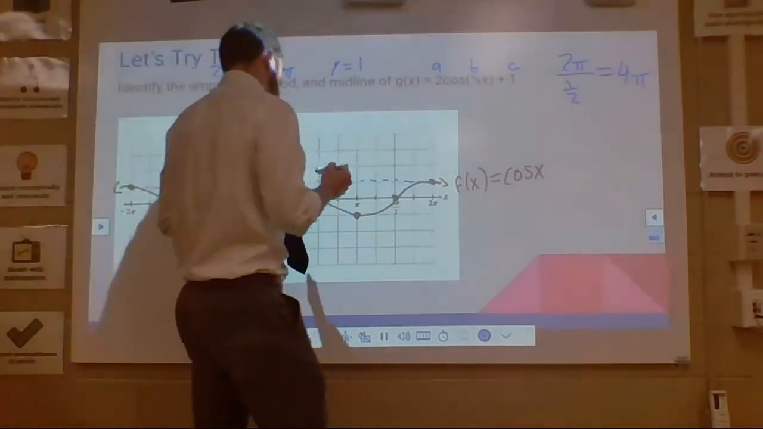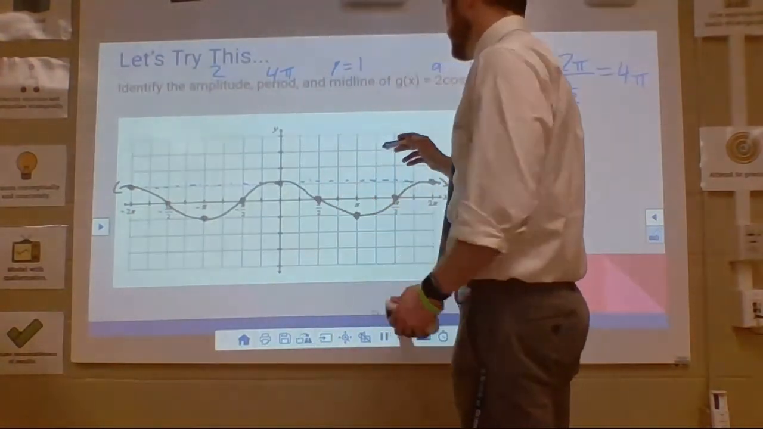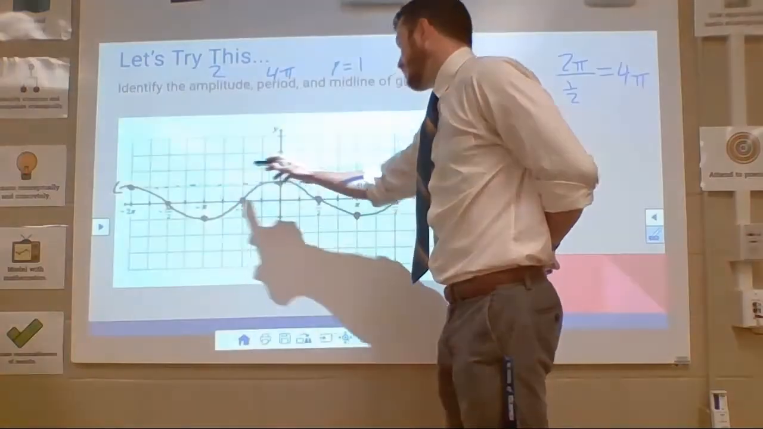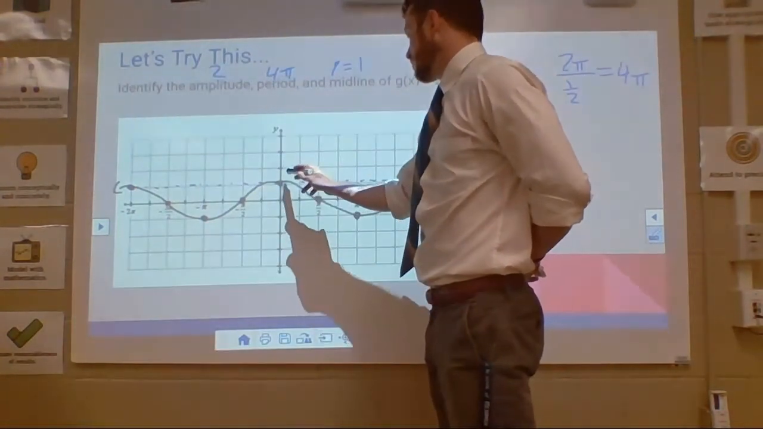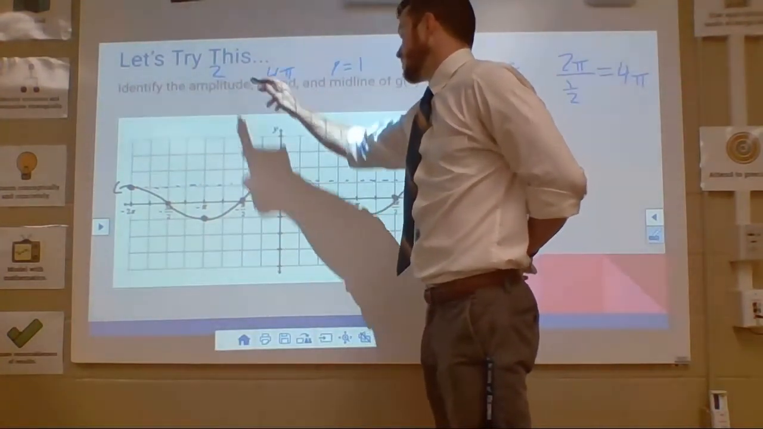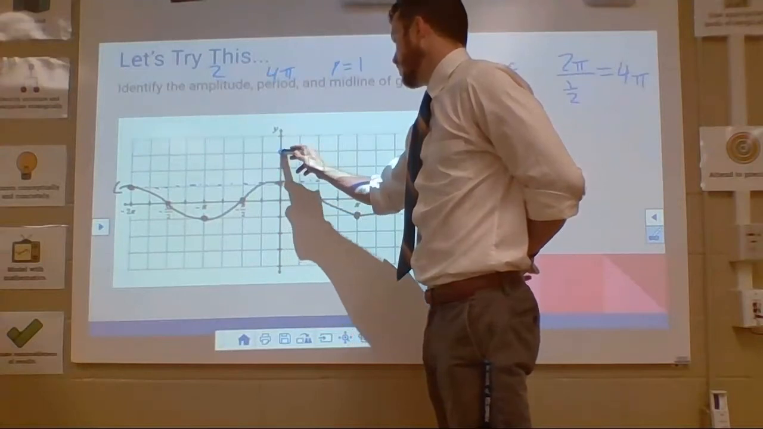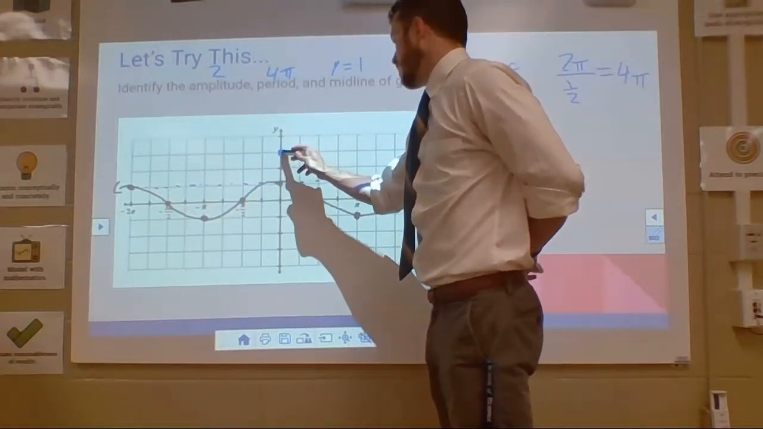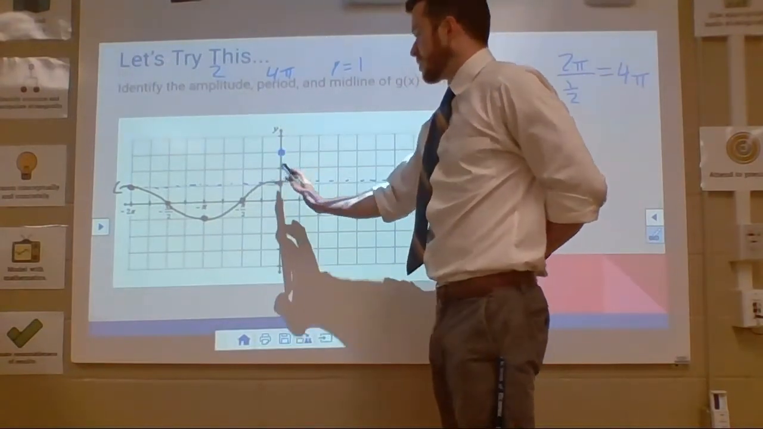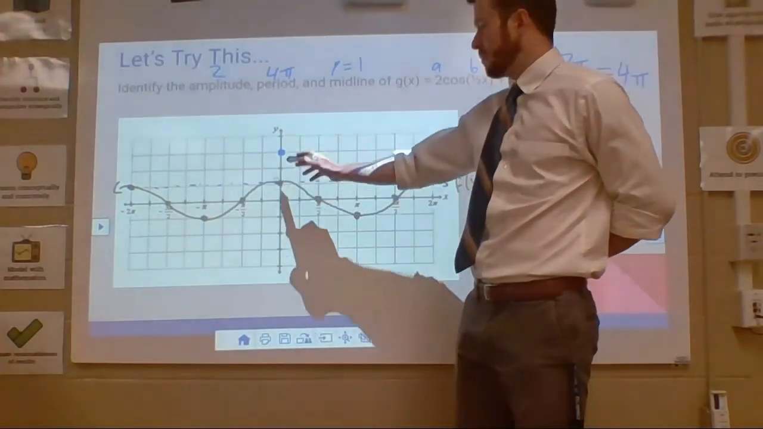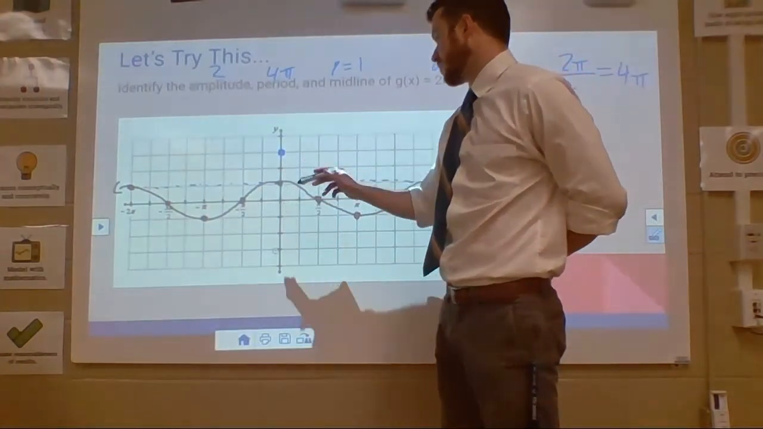All right, so here's the deal. I'm going to look at the midline. And from the midline, I'm going to see that the amplitude, we're going up 2. The distance from the midline will be 2 units. So I'm going to put a point there, okay? So it's been shifted up 1, and then it's been stretched. So the amplitude, the distance from the midline, is 2 units, okay?